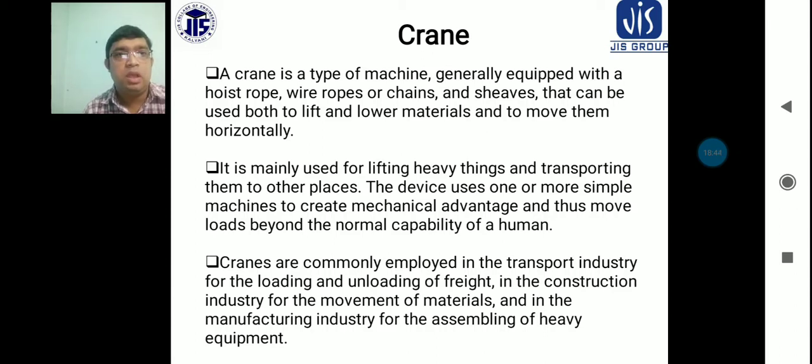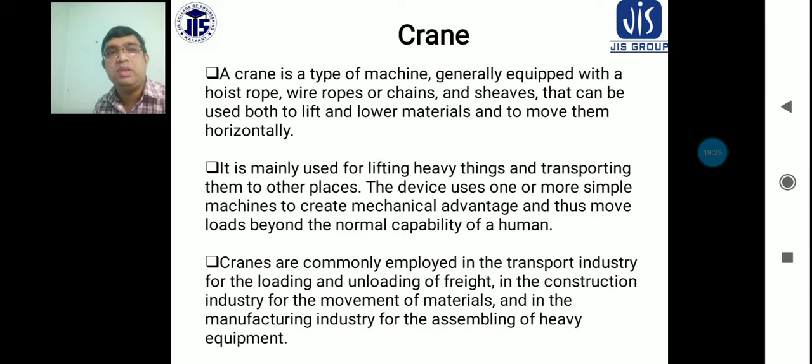Cranes are commonly employed in the transport industry for the loading and unloading of freight, in the construction industry for the movement of materials, and in the manufacturing industry for the assembly of heavy equipment. Basically, we can see different loading and unloading equipment in the ship area and shipyard places. Suppose you have heavy loaded materials, you have to load them from trucks to ships, and also from ships to trucks.